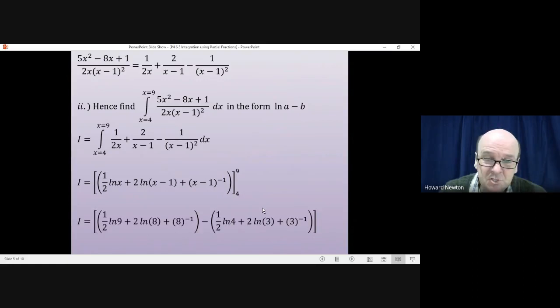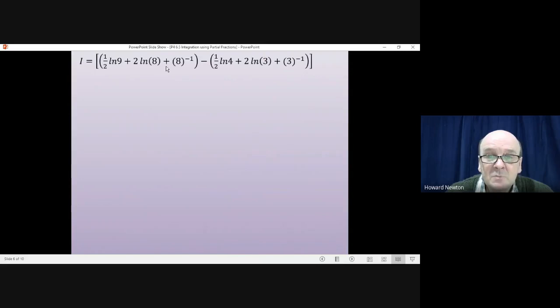Now we need to substitute in the limits 9 and 4. Substituting in 9 would give us this. Substituting in 4 would give us that. So that's what we've done so far. Now the rest of the question is really just tidying up the answer, but it does take quite a long time to tidy up this answer and get it in the form that they've asked for.